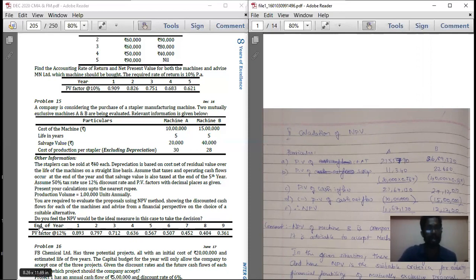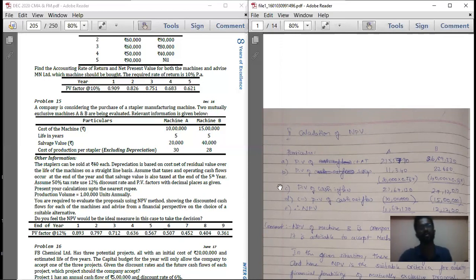Whereas again they have asked, do you feel NPV would be the ideal measure in the case to take the decision? Then you should tell there is no life disparity, so NPV will be the right capital budgeting technique in order to evaluate the projects. That is the comment which you should give.